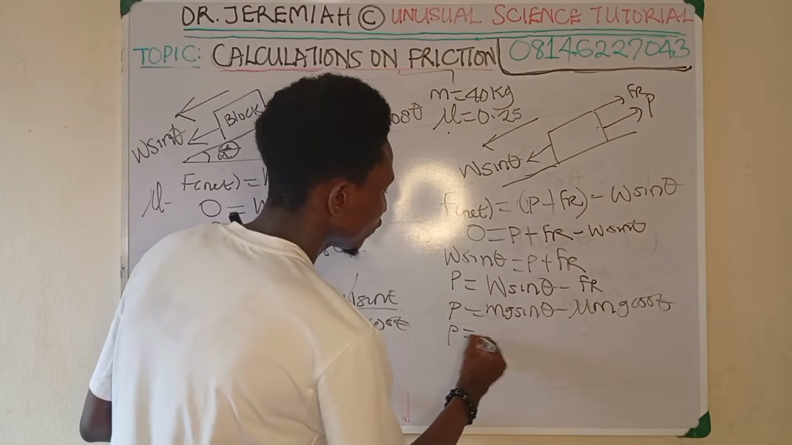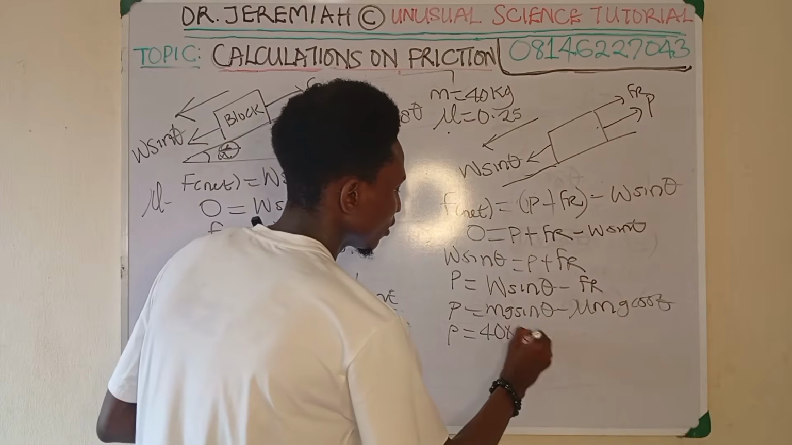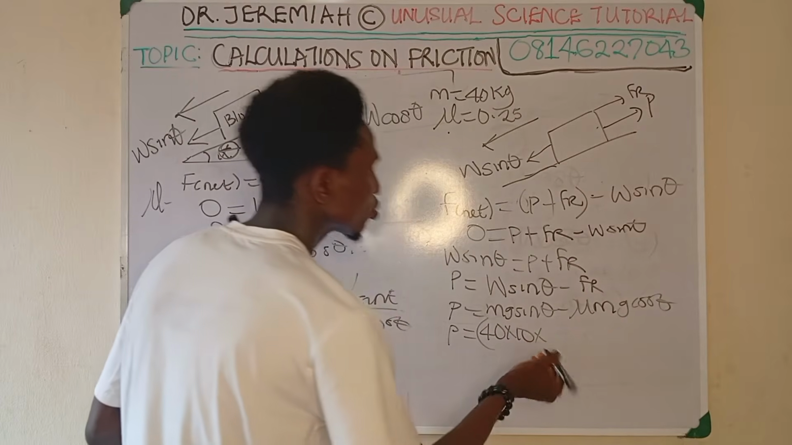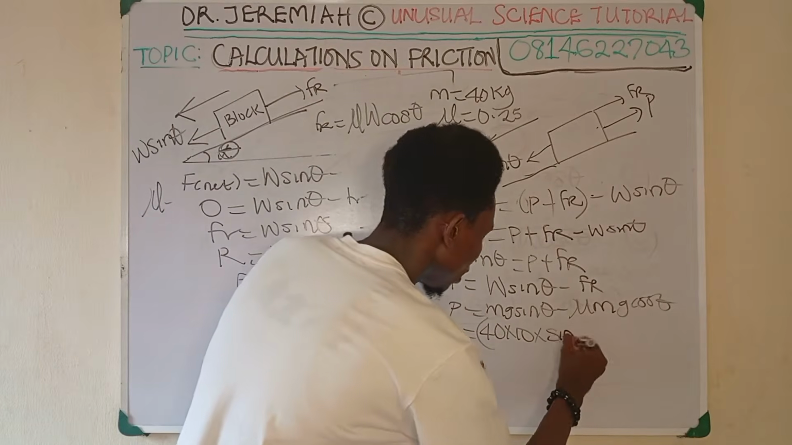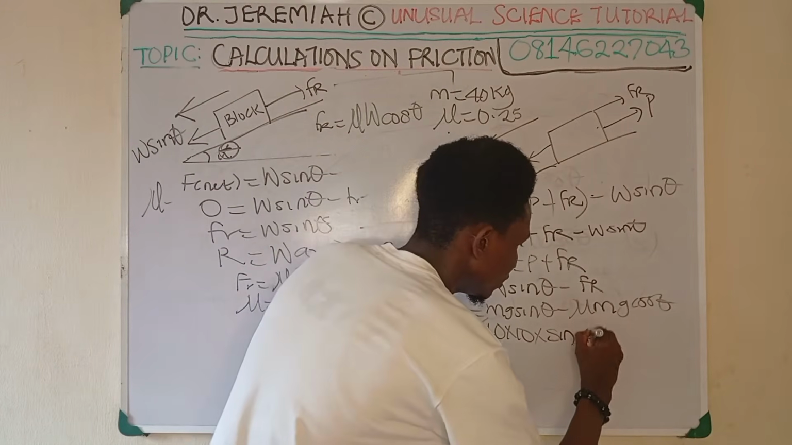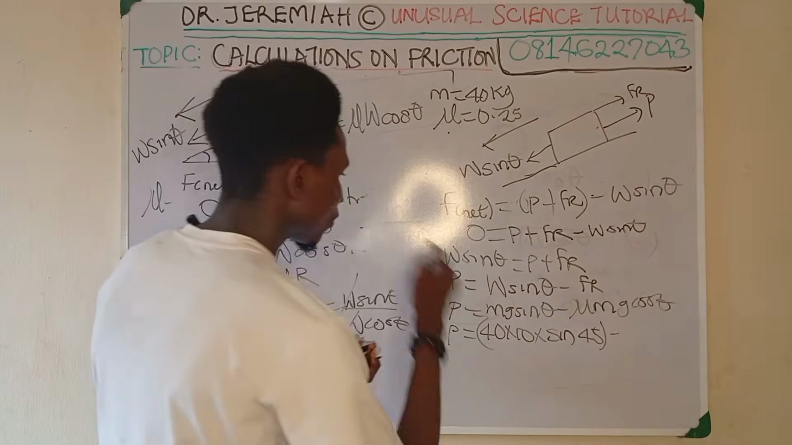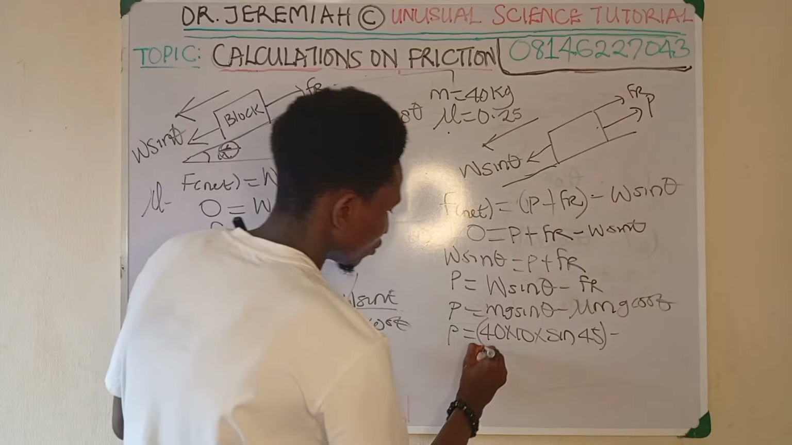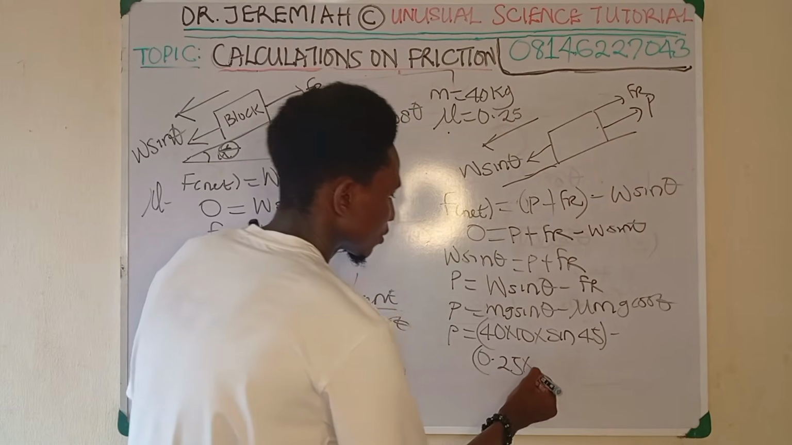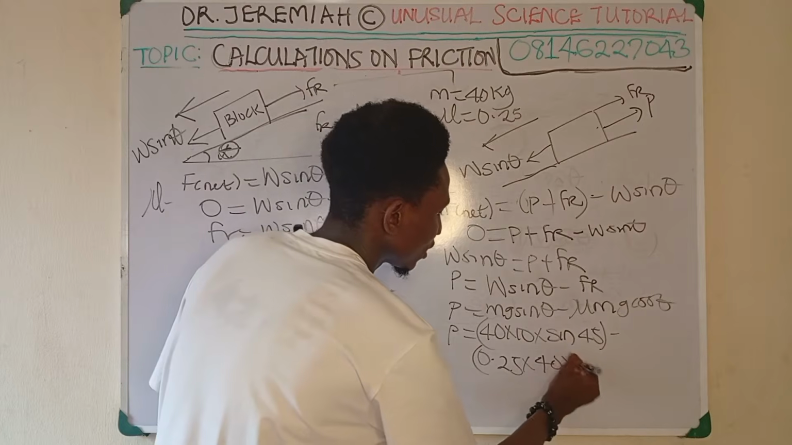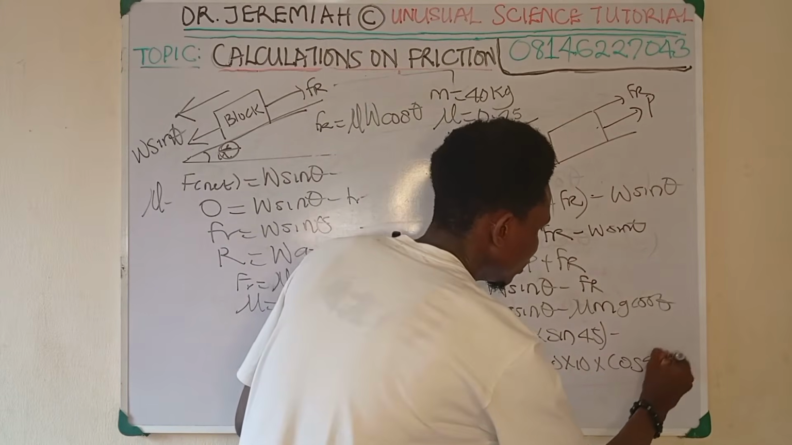From there, let's input values now. We're going to get pulling force equal to 40 times 10, let's put in brackets, times sin of what is the angle? 45 degrees, minus, for this one, what is the coefficient of friction? 0.25, times, what is the mass? 40 times 10. Hope you are following. Cos 45 degrees. Always put your calculations in brackets so as to avoid confusion.